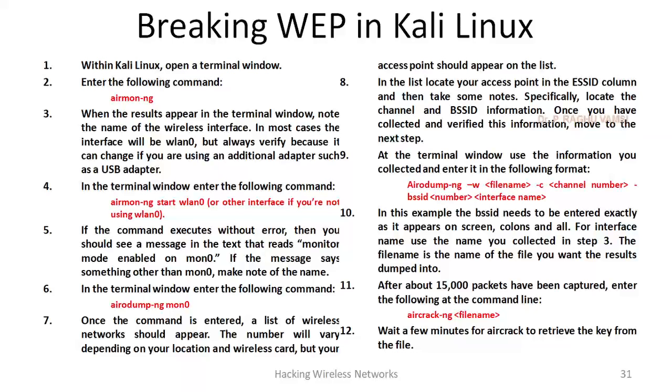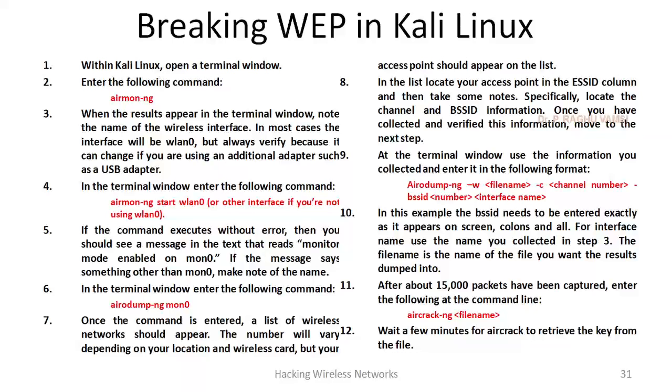So in the terminal window, enter the following command: airmon-ng start wlan0. That is, whenever you find wireless LAN 0, run airmon-ng, which is for monitoring mode, start wlan0, or use another interface if you are not using wlan0. If you are using a USB-based Wi-Fi card, it may be some other interface, then you use that. Assume that currently the USB card is showing wlan0. If the command executes without an error, you should see the message in the text that reads: monitor mode enabled on mon0. If the message says something other than mon0, make note of the name.